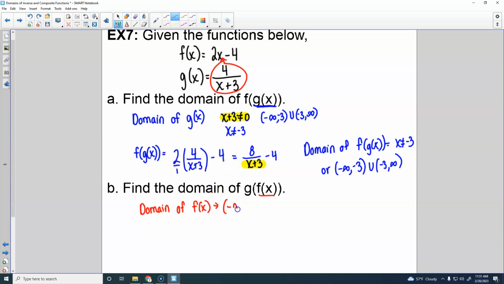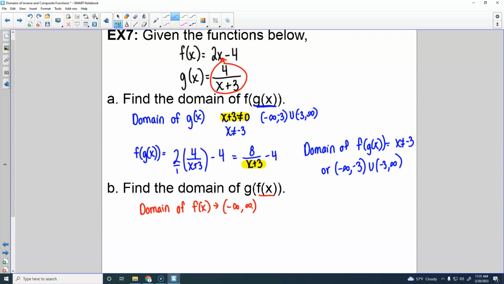Negative infinity to positive infinity. We do not have any square roots. We do not have any denominators. We do not have any logs. So we're not having any trouble with that domain. If we have any restrictions, it's not going to come from f. It comes from what we get once we plug it into g.